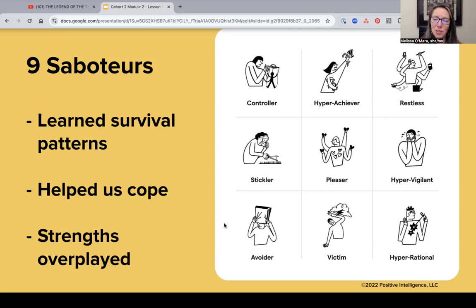And some of our strengths also were developed in those times as well, right? We have a very, very young brain, and we had to figure out how to be in the world and how to act and what worked and what didn't. Today, the 9 saboteurs, even though they may have been developed initially to help us cope and survive, have become self-sabotaging behaviors when we overplay them.